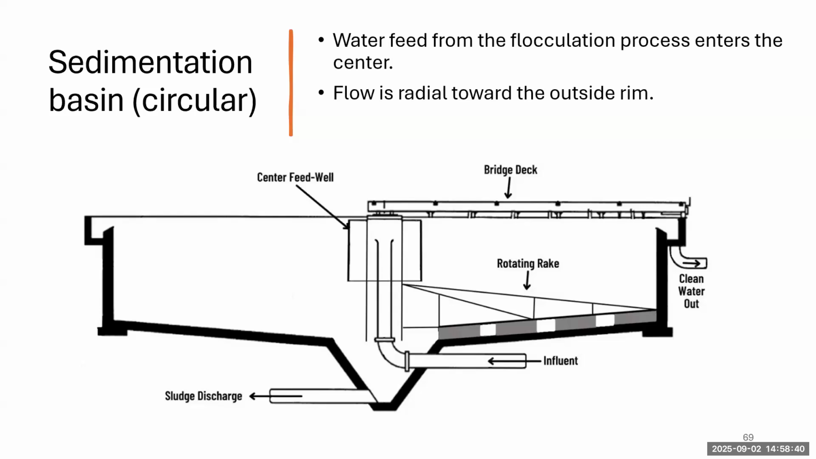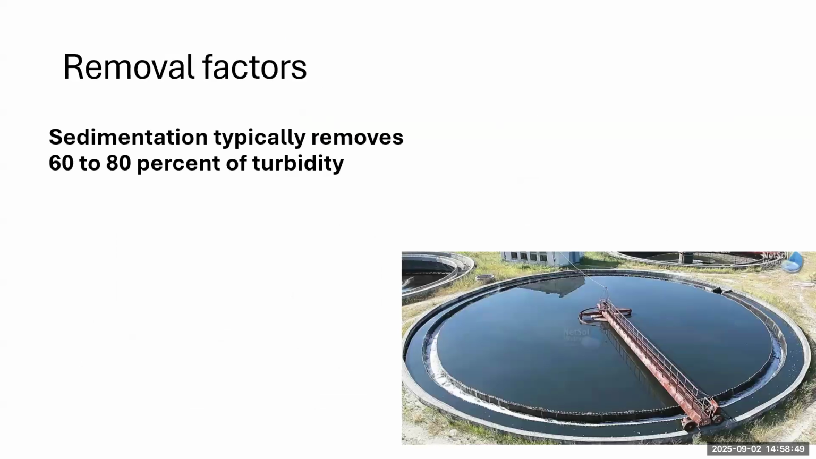So it flows radially from the inside center to the outside rim. And you've got that rotating rake, it's moving very slow. Generally, we can expect sedimentation basins to remove between 60 and 80%. Some sedimentation basins get up to 90% because they're optimized. Some don't do as well, but generally we can expect that.